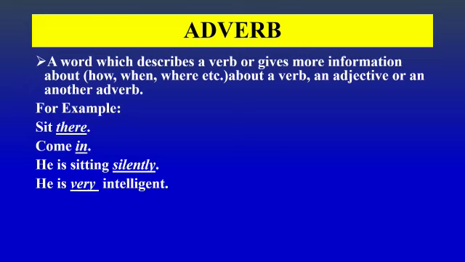Now in this sentence, he is very intelligent. Here is something different because the underlined word, which is an adverb, is not going to add something to a verb. Here it is giving some information or it is adding to the adjective intelligent. So here an adverb is used for an adjective.